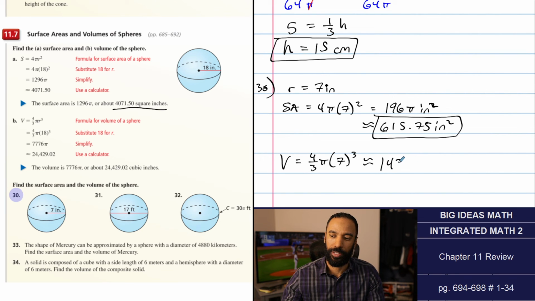1436.76, rounded, cubic inches we have. All right.